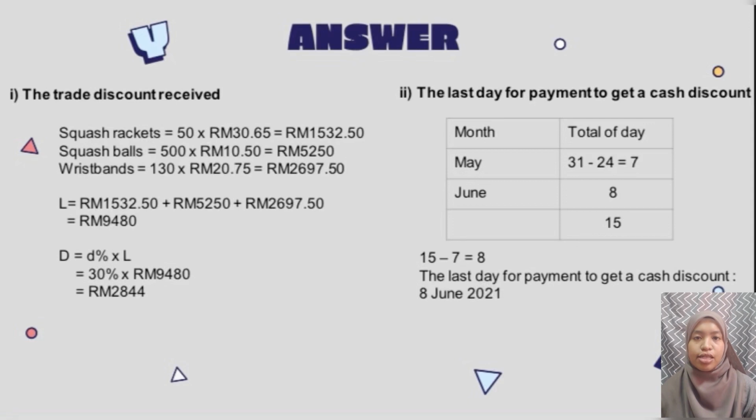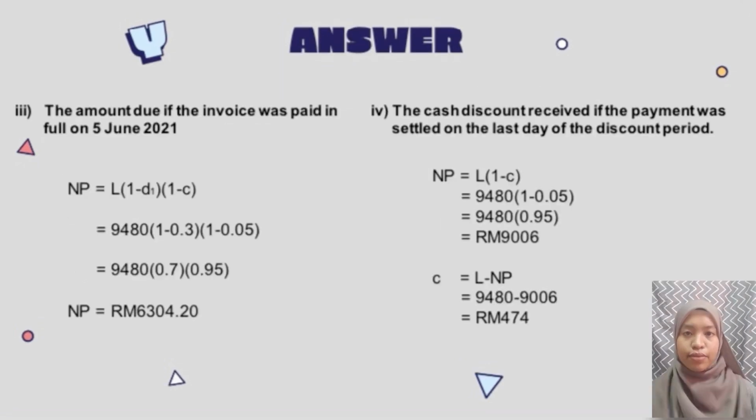Next, the final answer for question number 2 is equal to 8 June 2021. Besides, in question number 3, we will use this formula as you can see in the slide. Hence, the final answer for this question, which is net price equal to 6,304.20 ringgit. For the last question, in order to get the amount of cash discount, we will use this formula, which is C equal to L minus NP. Therefore, the final answer is equal to 474 ringgit. That's all from me. Thank you.